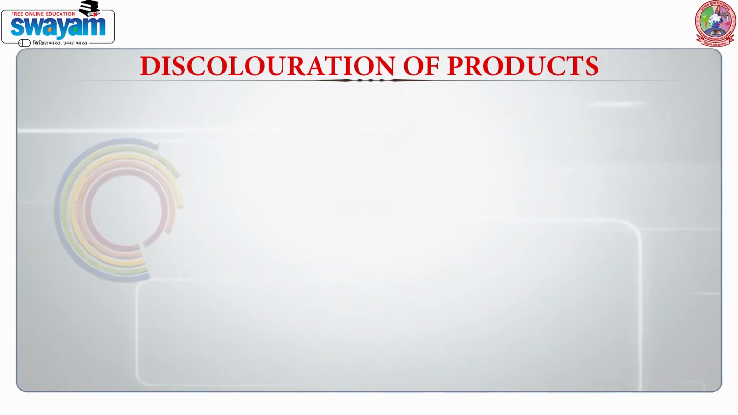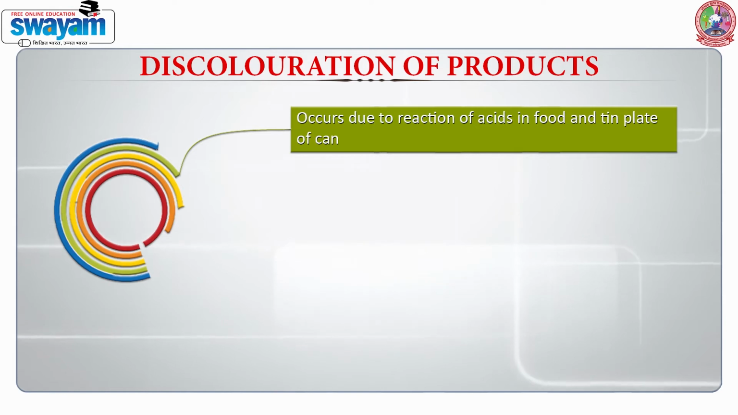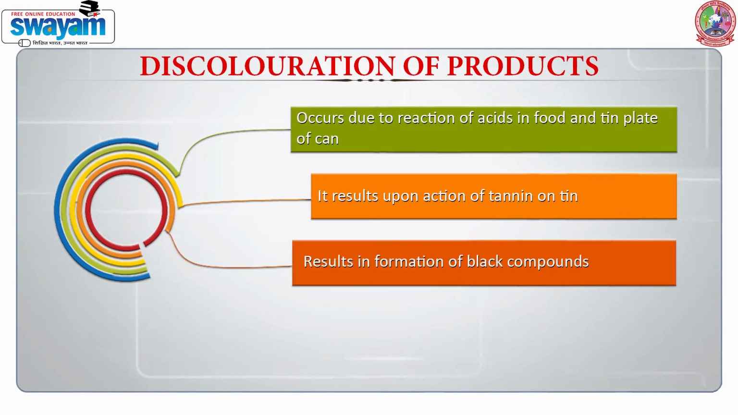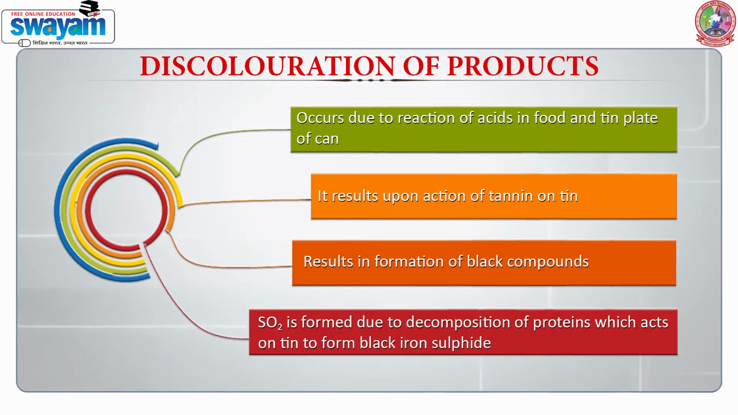Discoloration of the product is a consequence of the reaction of acids in the food with the tin plate of the can. It results from the action of tannins on the tin, and as a result a black compound containing sulfur or sulfur dioxide is formed due to decomposition of proteins, which act on the tin to form black iron sulfide.